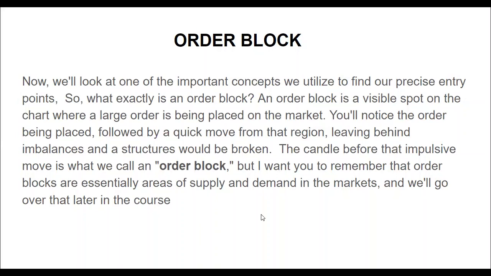An order block is a visible spot on the chart where a large order is being placed on the market. You will notice the order being placed, followed by a quick move from that region, leaving behind imbalance, and a structure would be broken. The structure that will be broken can be a continuation or a change of character.